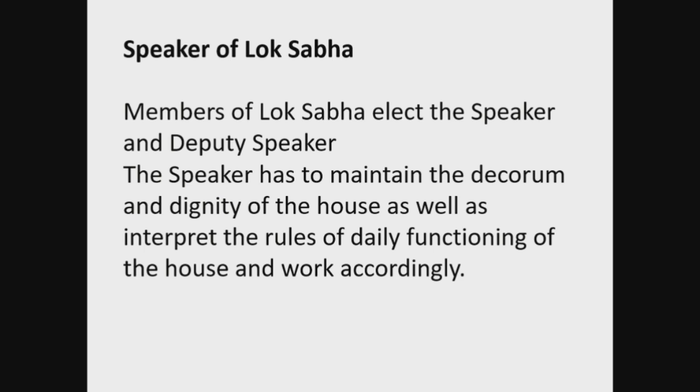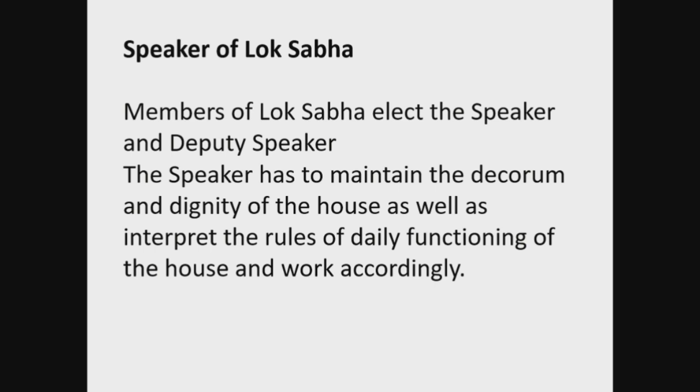In the very first meeting after the elections of Lok Sabha, the members of Lok Sabha elect a Speaker and a Deputy Speaker from amongst themselves. Lok Sabha functions under the guidance and control of the Speaker. Lok Sabha represents the citizen and the Speaker represents the Lok Sabha.